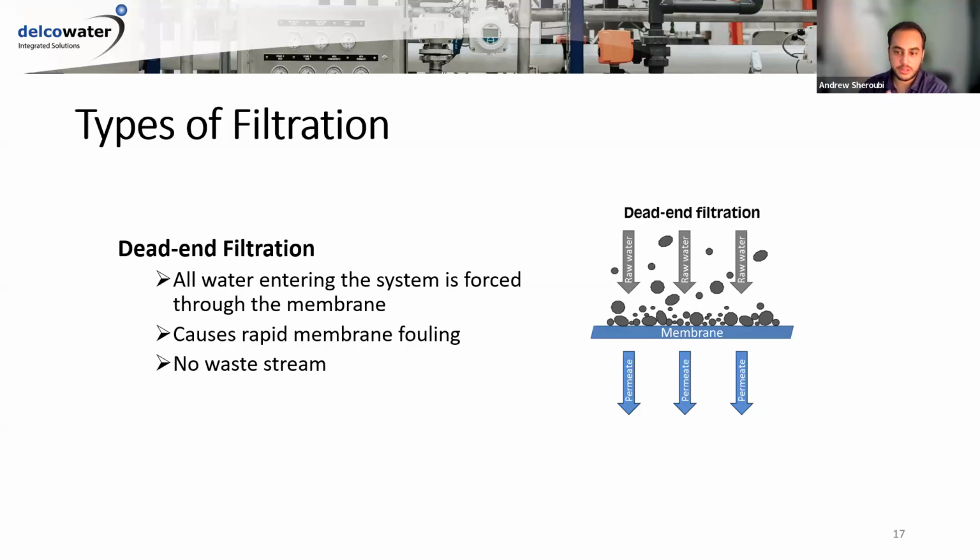Okay, so there's two ways that a membrane system works depending on the type of membrane. The first is called dead end filtration, which is kind of what we think about when we think of filtration. You have a membrane surface, you push water through one side, it traps the contaminants, the things that you don't want, and the permeate or filtrate goes through the other side. So that means that all water entering the system is forced out, so there's no wasted water. But this can cause rapid membrane fouling because you're building up stuff on the surface here.